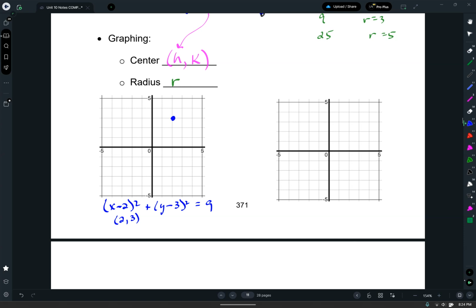And then I know that this 9 represents the r squared, so that means the r is the square root of that, so the r is 3. So let's think about this. Remember, the radius is the distance from the center to the outside of the circle. So I could say from that center, I'm going to go 3 units this direction, but that means I'm going to go 3 units in every direction. Now, all I really need is maybe to put 4 points out here. So we'll say 3 to the right, 3 up, 3 to the left, and 3 down. So those would form my circle.